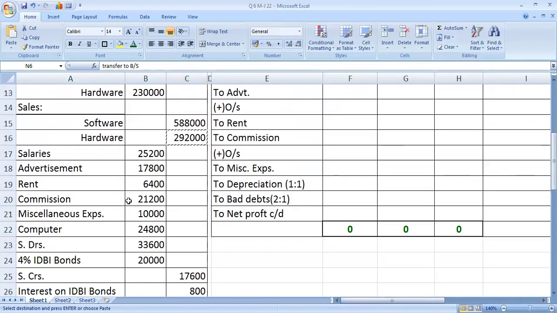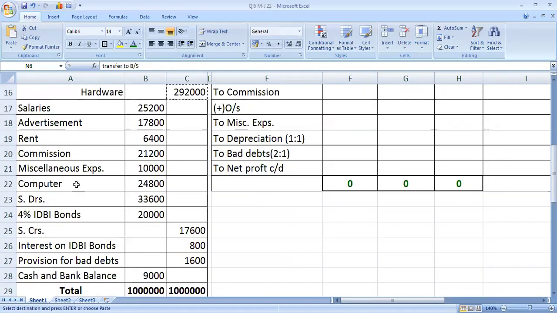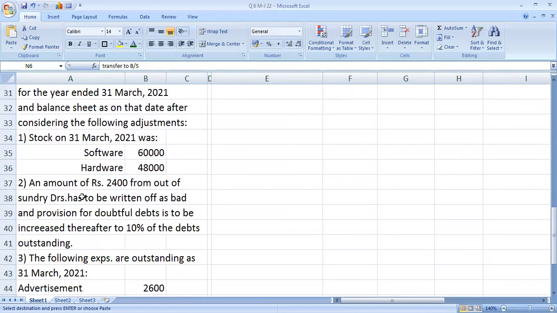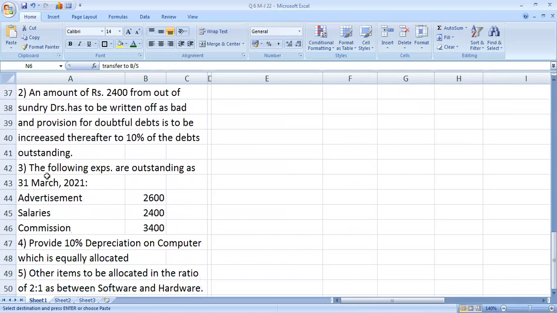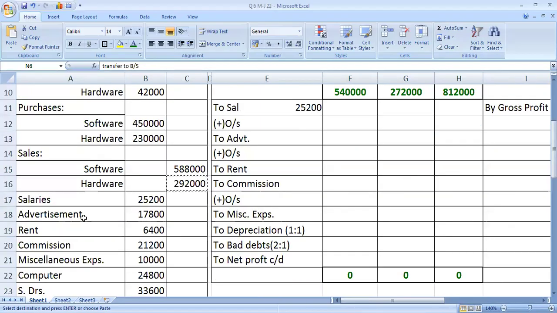Next item, salary. Salary goes to the profit and loss account debit side, inner column, because of adjustment on that item. Adjustment number three, outstanding salary. Hence, the amount should be in the inner column. Salary rupees 25,200. Next, advertisement 17,800. On advertisement also there is an outstanding adjustment. Hence, 17,800 goes in the inner column.